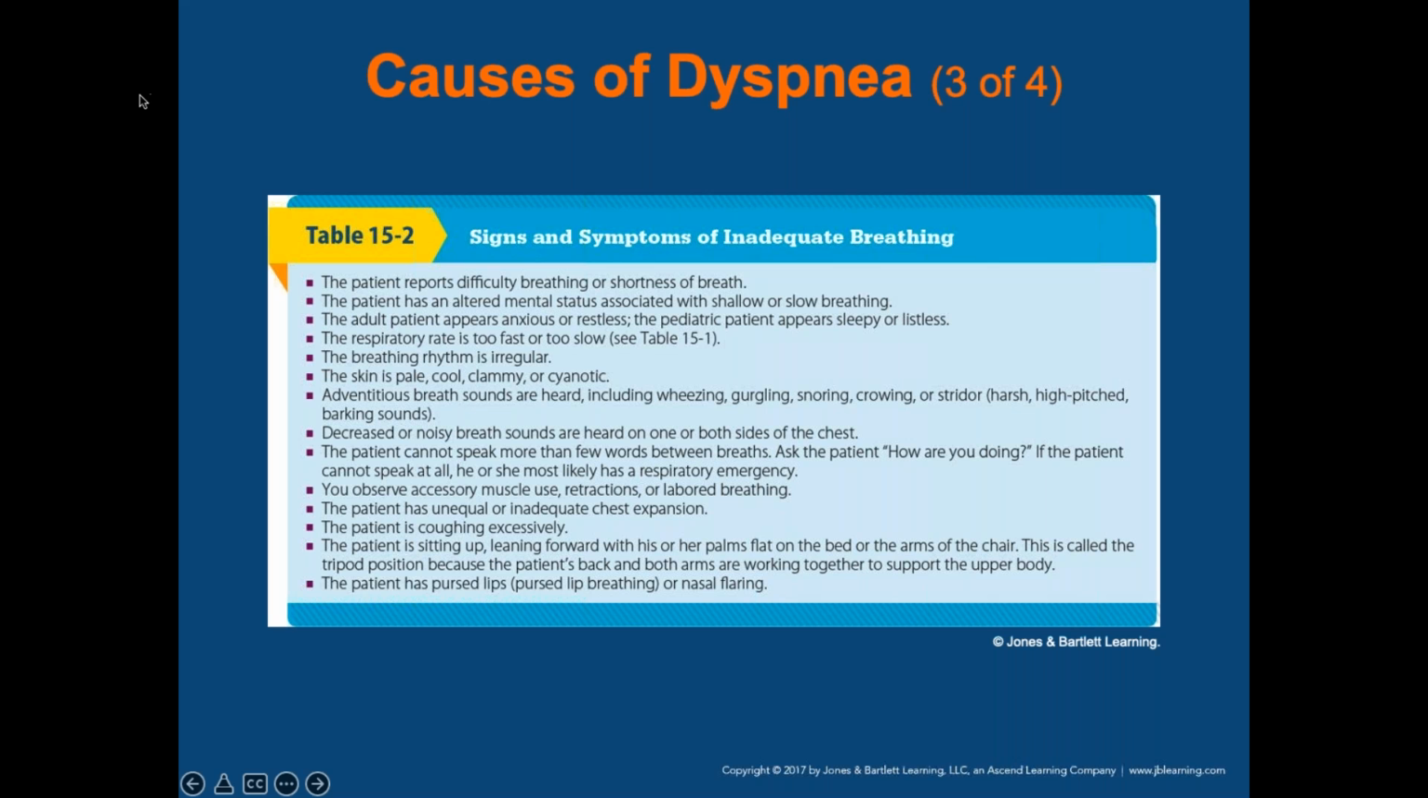So I'll show you guys this slide here. On my screen, it is so small that I can't even read it. But this table shows signs and symptoms of inadequate breathing. I'll leave it here for you guys to read really quickly. I honestly can't see it on my screen. It's too small.